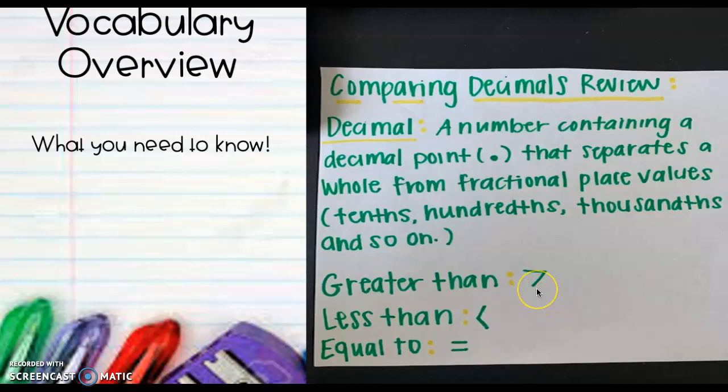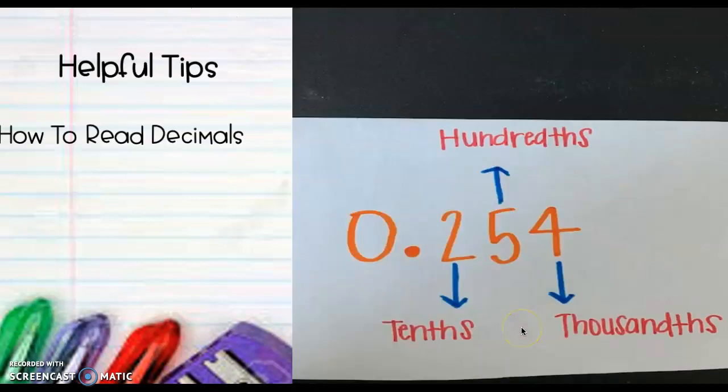But let's look over this one more time. Remember, a decimal is a number containing a decimal point, which looks like a period, that separates a whole from a fractional place value. So tenths, hundredths, thousandths, and so on. Remember, the TH at the end is very important. It's not just 10, it's tenths. Also remember, greater than, less than, use the L with your left hand, and equal to means they are exactly the same.